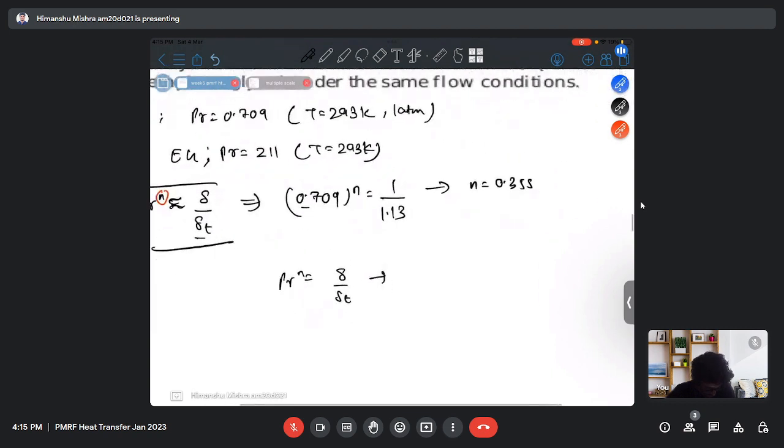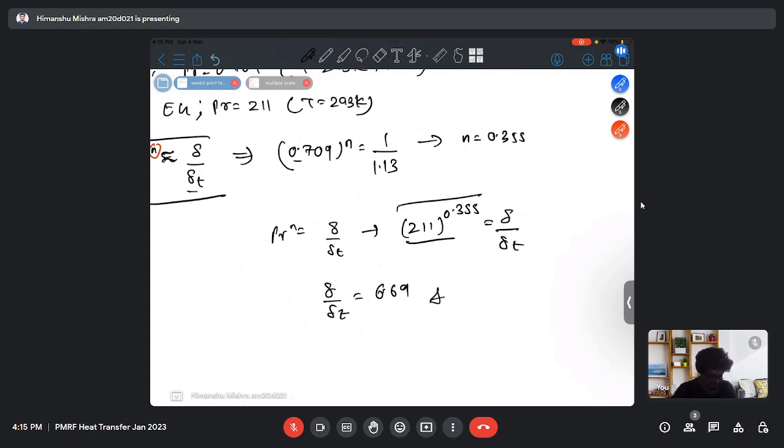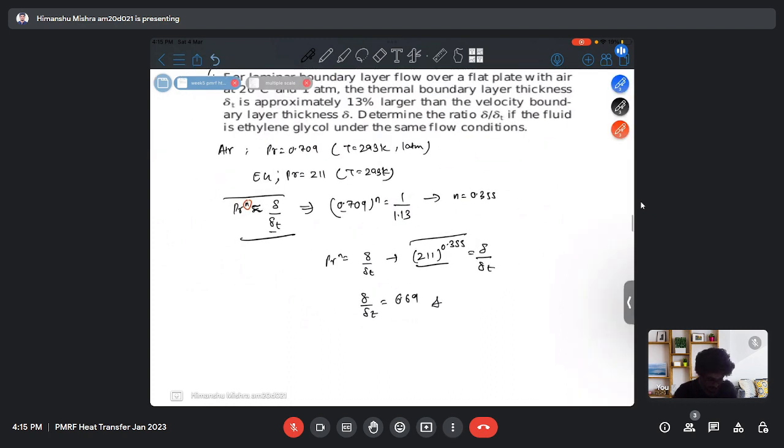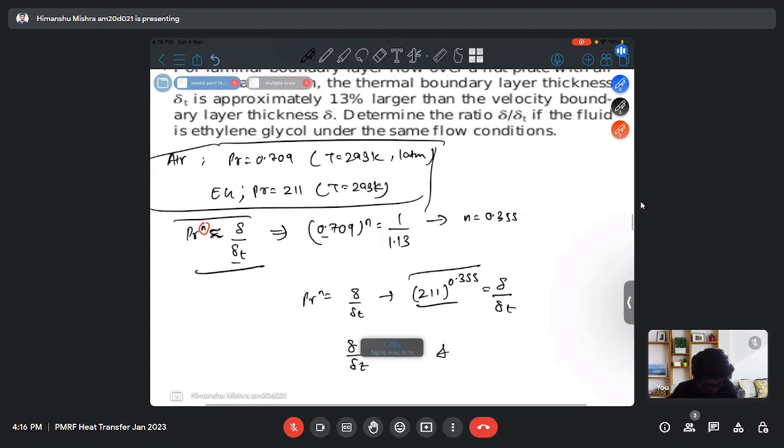So for ethylene glycol, my Prandtl number is 211. And my ratio of hydrodynamic and thermal boundary layer, just solving this, will be 6.69. So this is a straightforward question, provided that we know the properties of a fluid at a certain temperature.